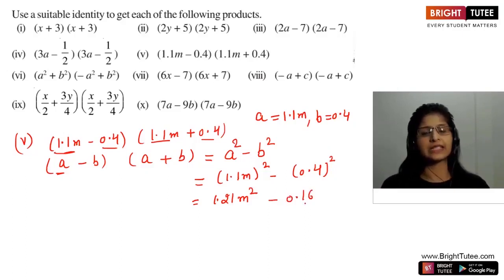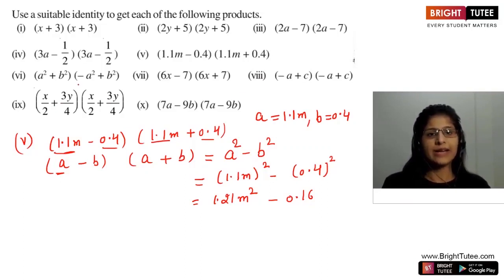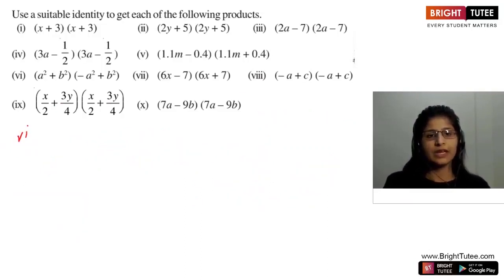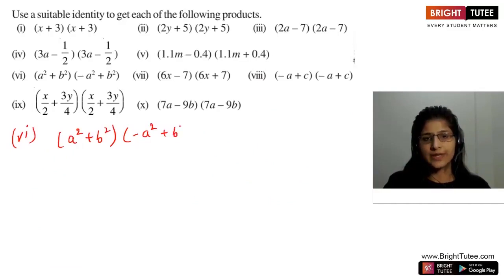So directly, just by doing the square of two numbers, we got our answer. So we are using here the identity a minus b into a plus b is equal to a square minus b square. Now let's move to the sixth part of the question. In the sixth part, we have a square plus b square into minus a square plus b square.